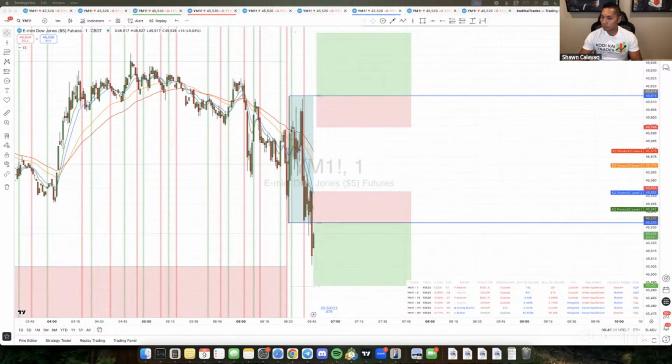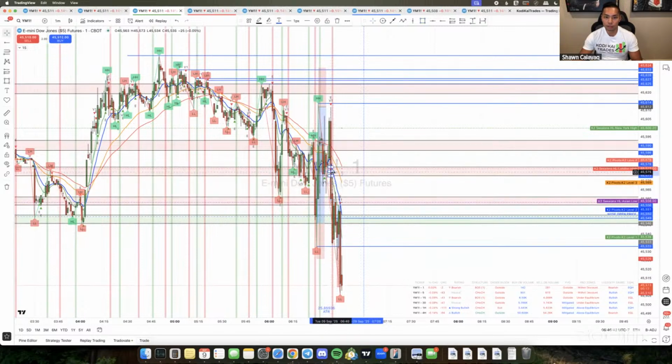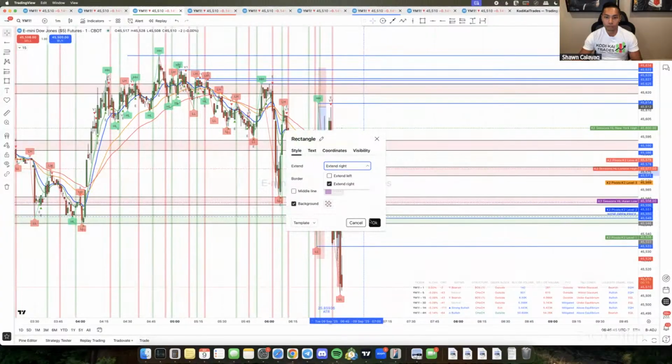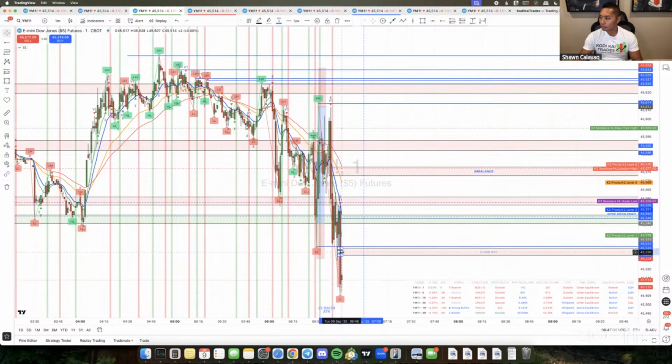So here we go again, just being patient as usual. If the market doesn't give me what I'm looking for, I'm not going to force anything here, of course. We do have a couple imbalances. We have an imbalance right here, a small imbalance. And I believe we have another imbalance down below. So imbalance right there, and then imbalance right here off the current candle.